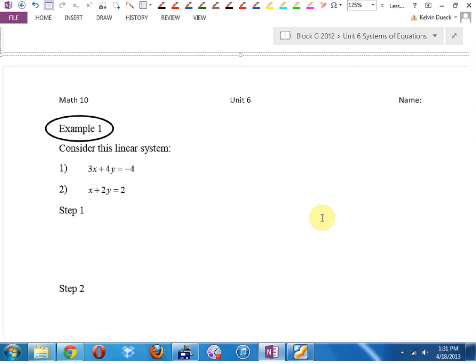Example 1 says, consider this linear system. Now, first of all, look at the 2 last words, linear and system. Are each of those equations lines? And how do I know? Okay, no exponents, so they are lines, and it's a system, 2 equations, 2 unknowns. Okay, that tells me a lot.